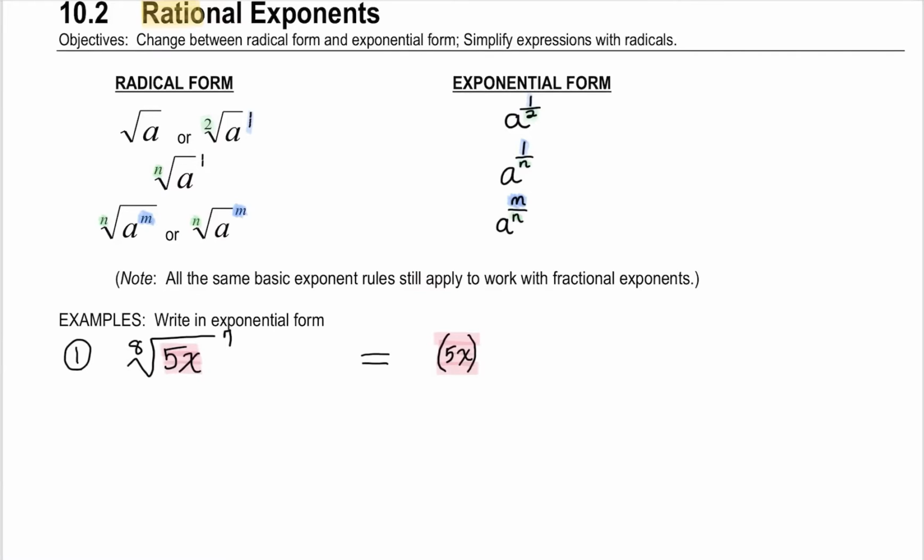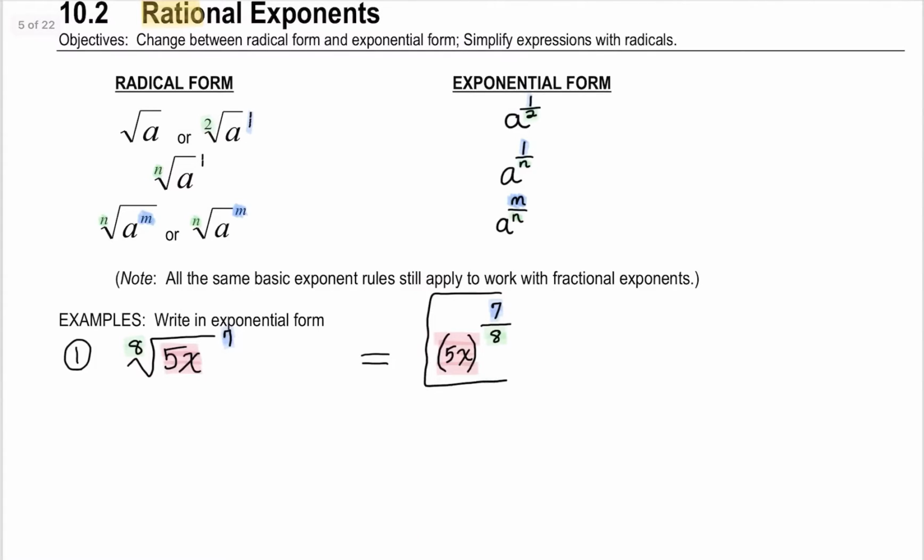So the radical is what indicates the rational exponent. The index of the radical is 8, so that is going to be the denominator in my rational exponent. And then here I do have an outer power on this. That whole radical is being raised to the 7th power, and so that becomes my numerator there. So we have 5x quantity to the 7/8, and that would be our answer.